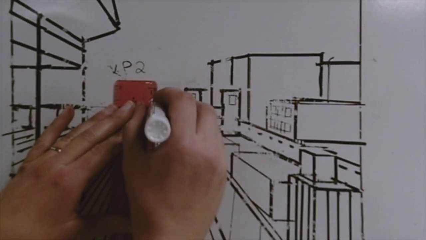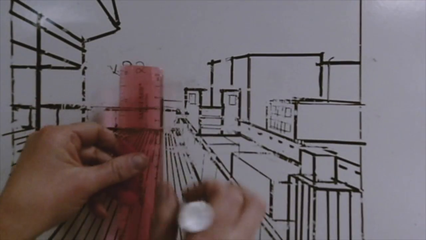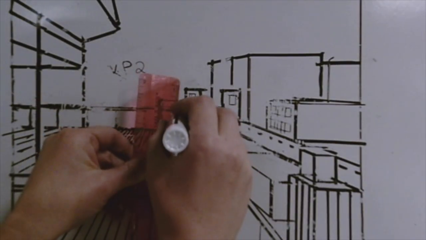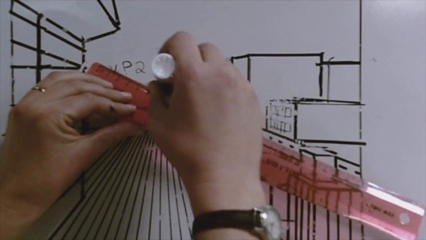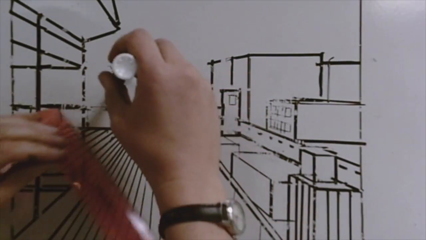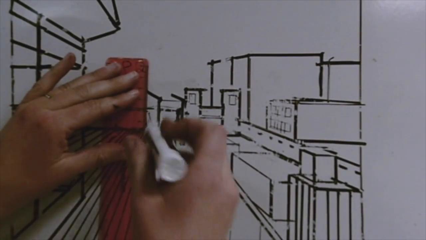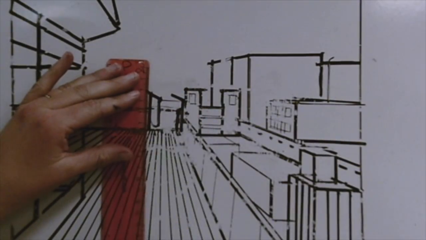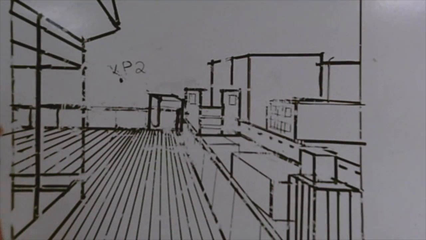Okay, so now we're gradually adding more and more buildings going behind the porch, or actually in front of the porch here. And those buildings do need to connect up to that VP. And you really only need two sides connected to the VP on here.